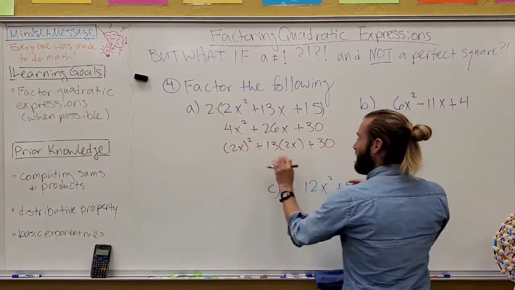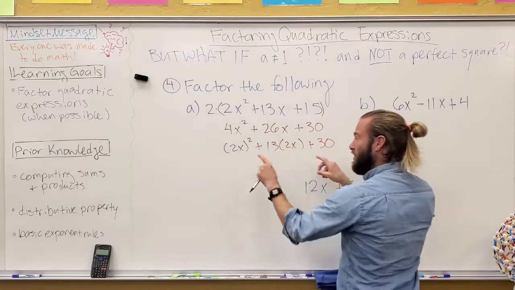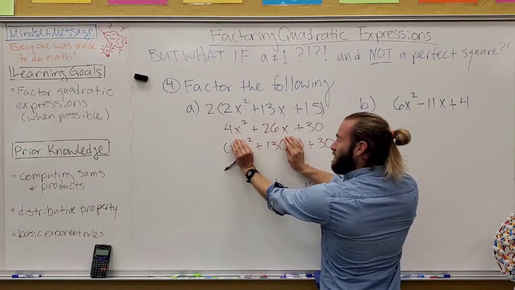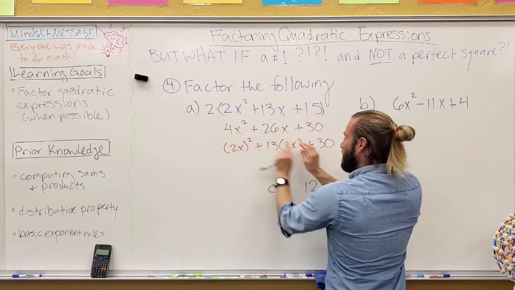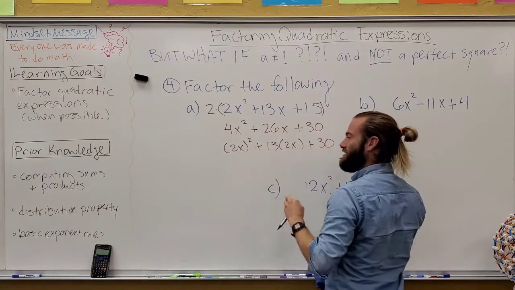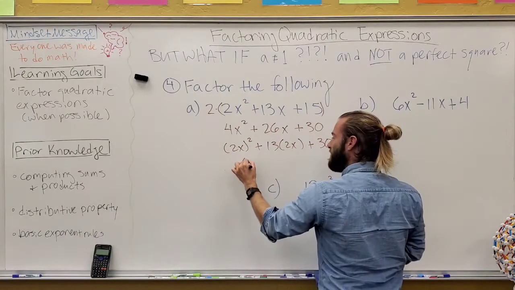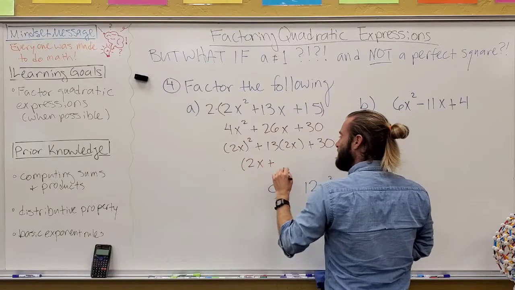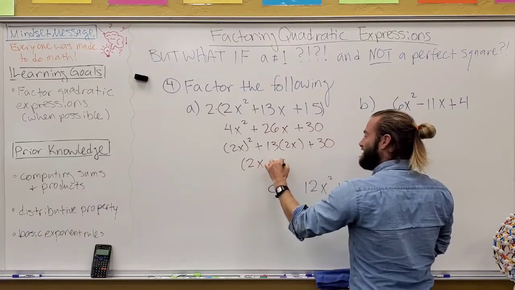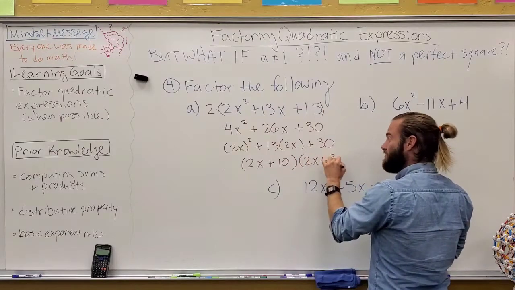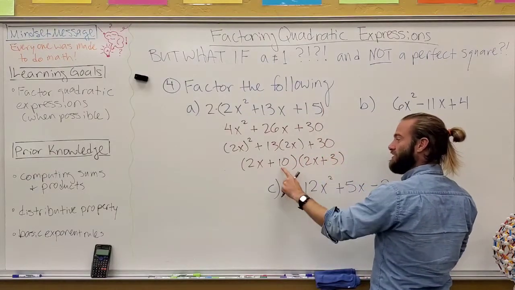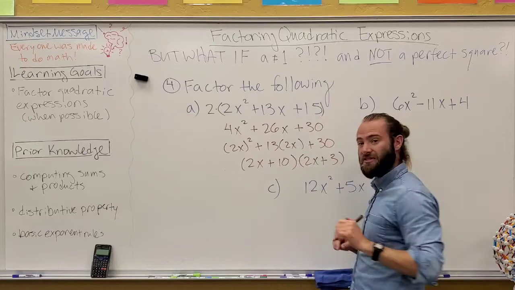So now we've turned this into one of the easy ones, right? So my variable here is 2x. Again, you can think of it like a third variable, like y. But we can ask what multiplies to 30 and adds to 13. Oh, so this becomes 2x plus 10, and then 2x plus 3, because 10 times 3 is 30, and 10 plus 3 is 13.